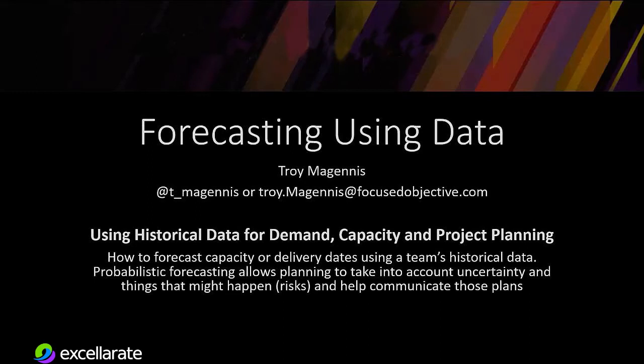I'm delighted to have this topic of forecasting using data, or Agile forecasting, planning, and metrics, and have Troy Magennis, who's a real thought leader on this topic, share with us how to forecast capacity or delivery dates for software, especially software projects, and do that in a very empirical, data-driven way using his team's historical data. And this allows planning to take into account the uncertainty which is inherent in software development and manage risks.